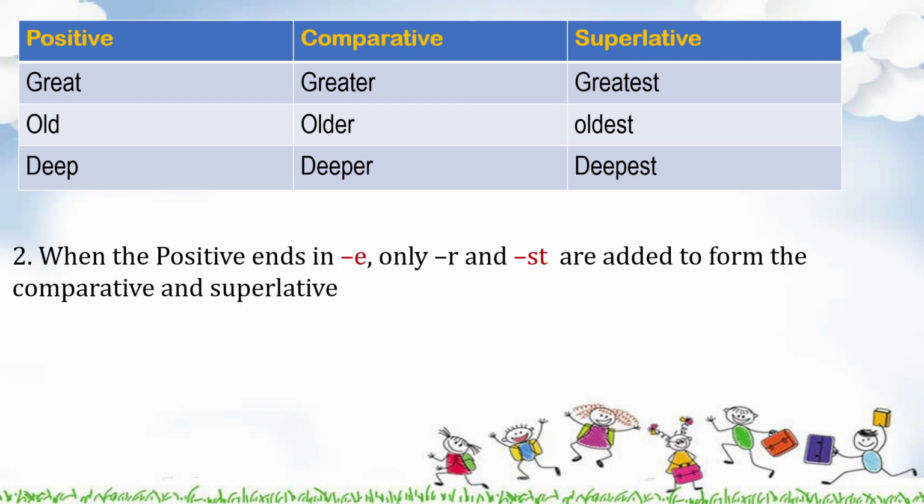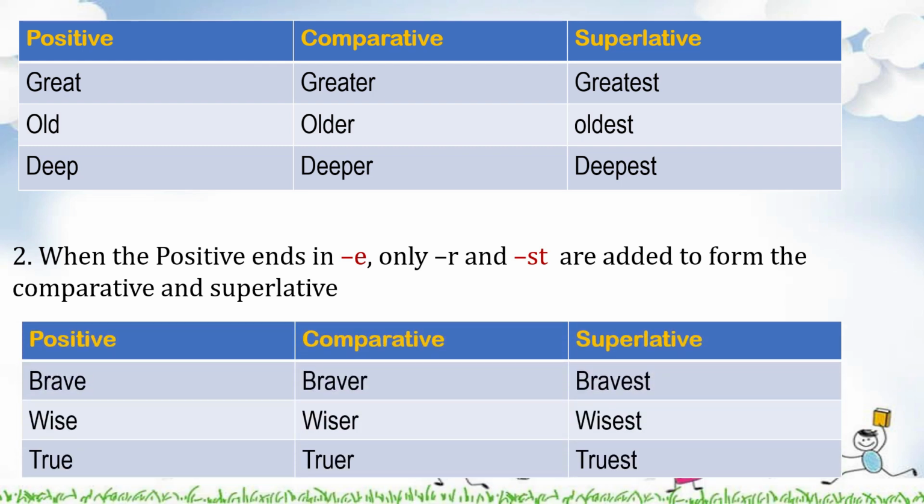Let's see the second rule. When the positive ends in e, only r and st are added to form the comparative and superlative. Let's see the example. The word is brave. The word brave ends with the letter e. So, we will be adding only r for the comparative and st for the superlative. Brave, braver, bravest. Wise, wiser, wisest. True, truer, truest.